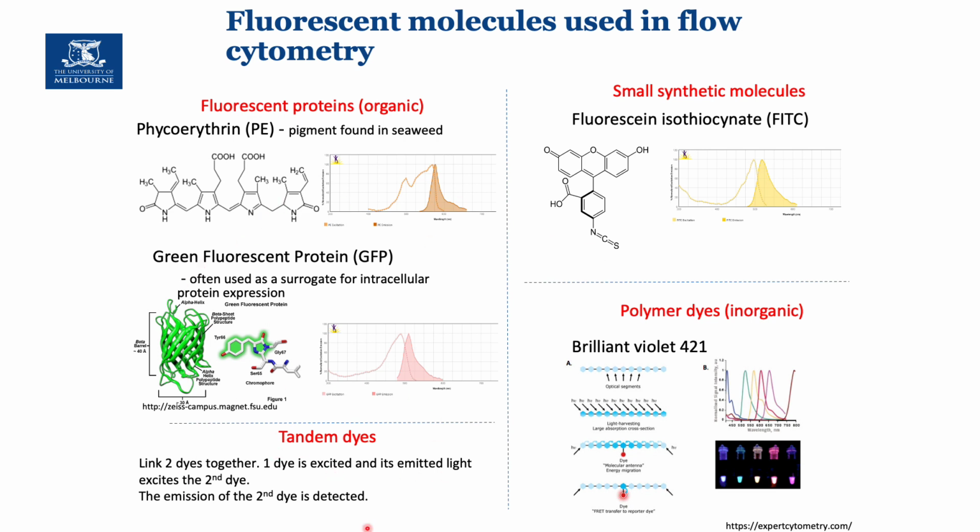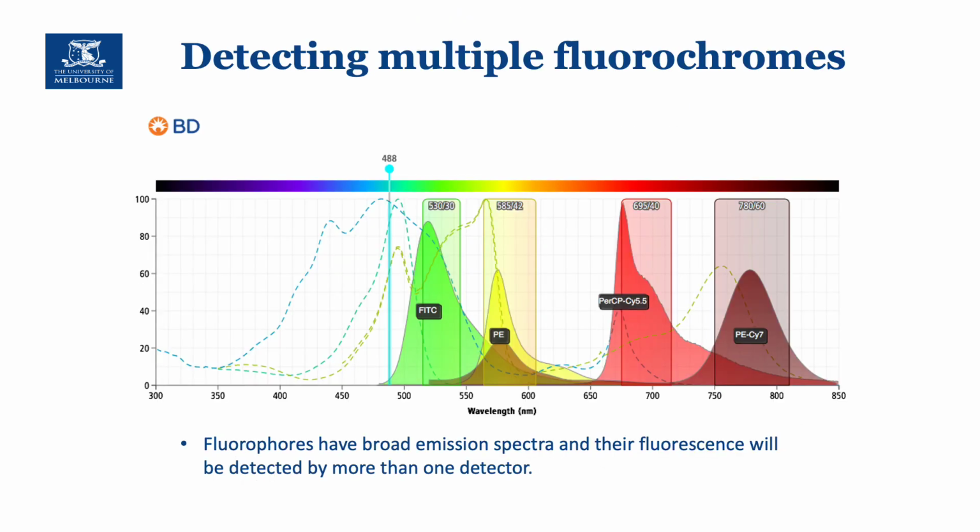You have the tandem dyes, which are essentially two dyes coupled together that work a little bit like a FRET pair. And you have, of course, polymers and things that have been recently developed, like the Brilliant Violet dyes from Becton Dickinson. Now, in cytometry, the aim is to measure as many fluorochromes as possible, and sometimes after exciting with a single laser. I'm showing you here an example of maybe one of the earliest configurations for detection in cytometry: excitation with a 488 nanometer laser and emission of FITC, PE, PerCP-Cy5.5, and PE-Cy7, for example.